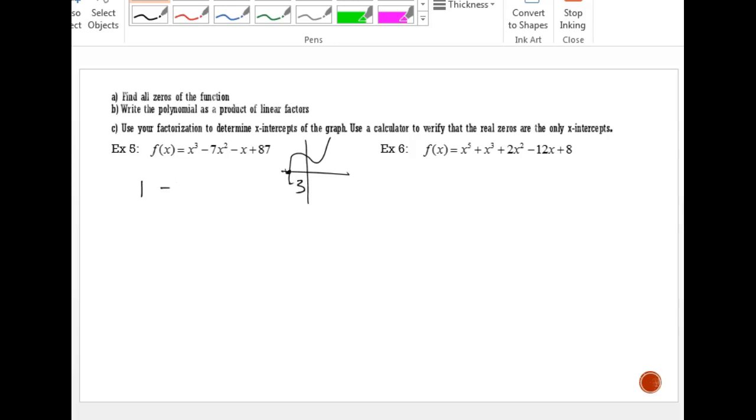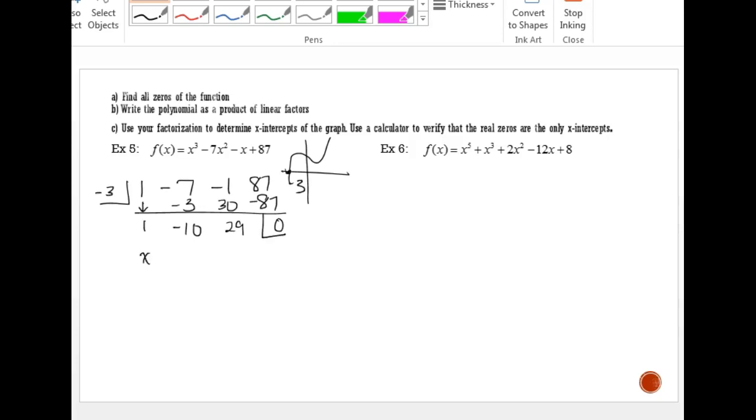So I'm going to do 1, negative 7, negative 1, and 87, and I'm going to divide by negative 3. Drop the 1 down. 1 times negative 3 is negative 3. Negative 10. Negative 10 times negative 3 is 30. 30 minus 1 is 29. 29 times negative 3 is a lovely negative 87. So that came out real nice and neat.